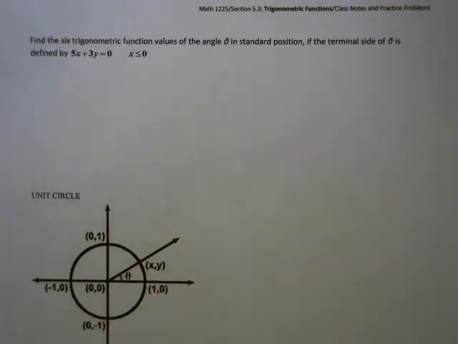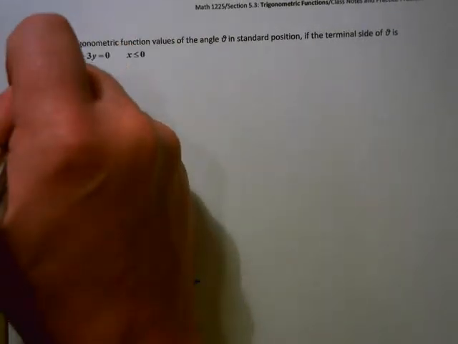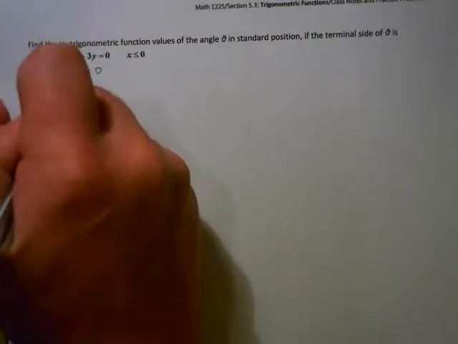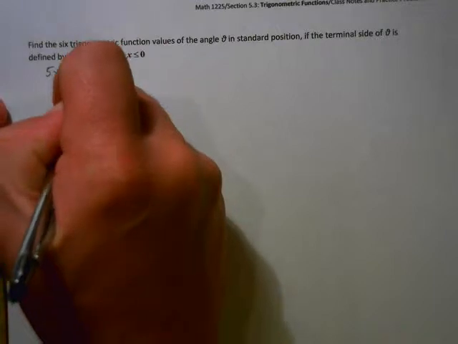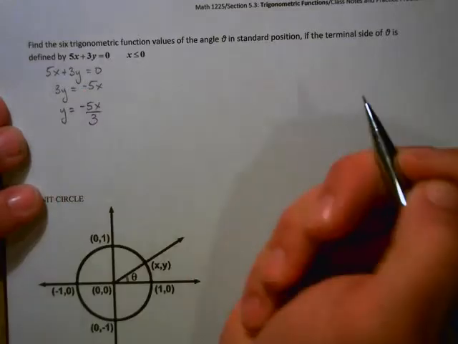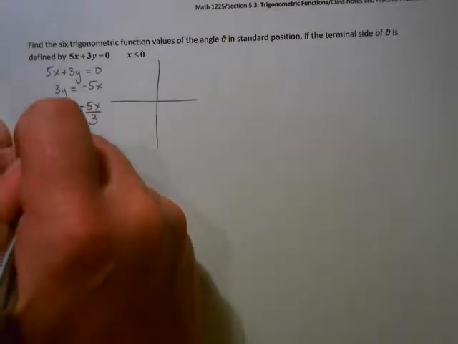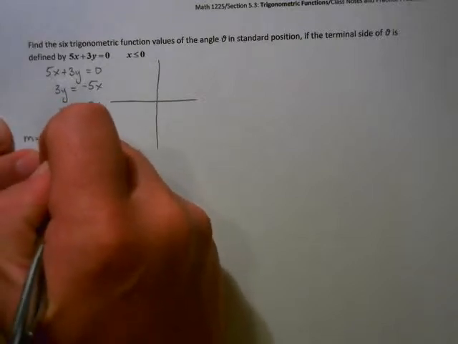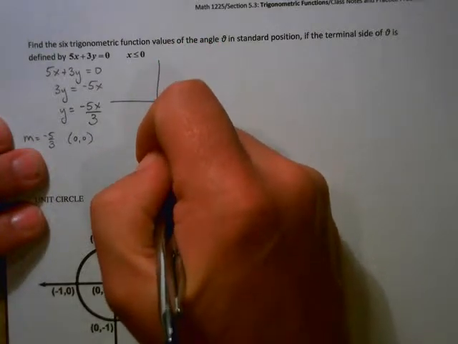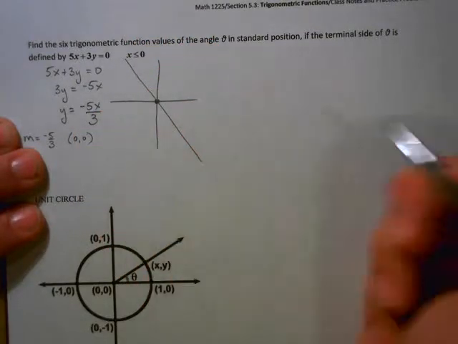So one more problem like this before we talk about the unit circle. 5x plus 3y equals 0. 3y equals negative 5x. Y equals negative 5x divided by 3. So graph that. Our slope is negative 5/3. Our y-intercept is 0, 0. Down 5, right 3. We're going to have a decreasing line.